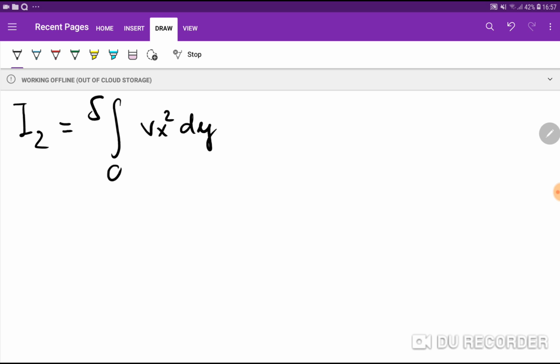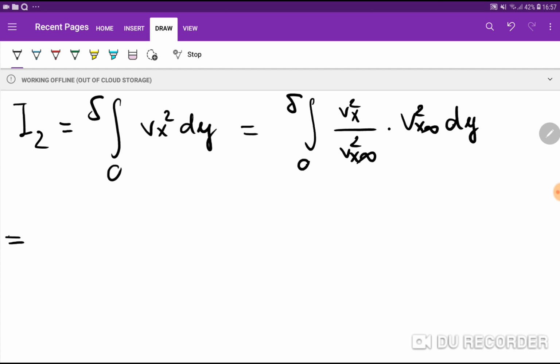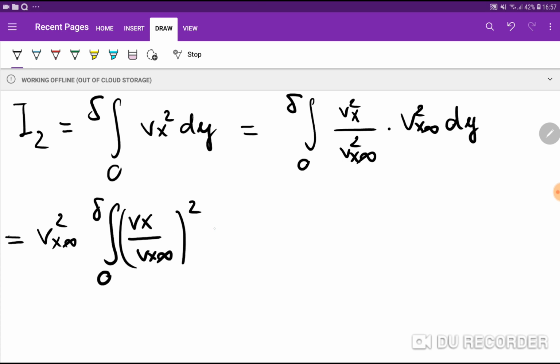Alright, so how do we evaluate this? Remember the problem gives us vx over vx infinity, so we have to make this term appear so that we can plug in what the problem gives us. The trick to make it appear is to multiply and divide by vx infinity squared. So we have the integral from 0 to delta of vx squared over vx infinity squared times vx infinity squared dy. We know that vx infinity squared is a constant, so you can pull it out. Then the integral from 0 to delta of vx over vx infinity, squared, dy.